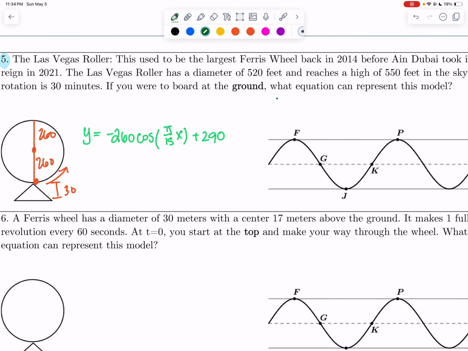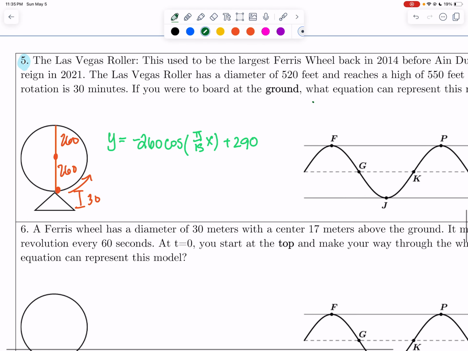So first, looking at my trig equation and my little setup right here, I'm going to figure out what my midline is, my max and my min, based off of all of this right here. I know that my midline is going to be 290. And since my amplitude is 260, I'm going to add 260 and I'm going to subtract 260. That's going to give me 550 up top, and that's going to give me 30 at the bottom.